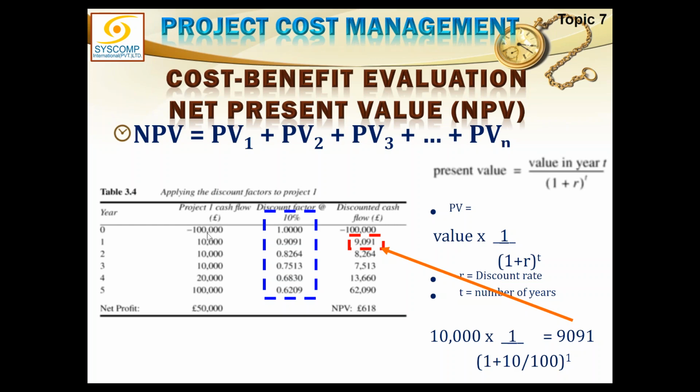What is the present value of the 100,000 rupees I am investing? Are you asking me? I am asking what is the present value of 100,000 rupees I am investing today? So the present value is 9091.